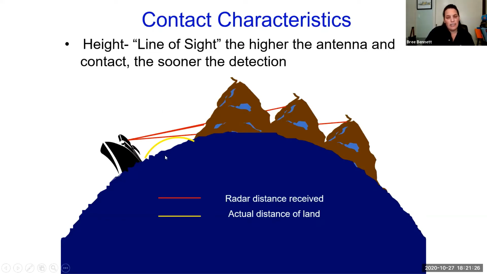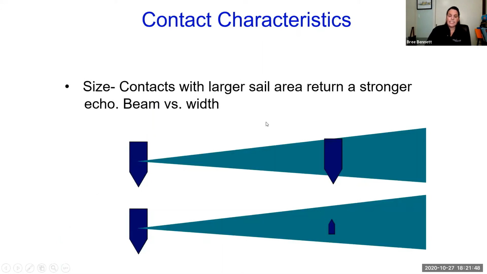This is again, the higher you are, the higher the object is, the more likely you'll be able to see it on radar. So even if your radar is set to 24, 36 miles, you might not be able to see that far with the curvature of the Earth. This is our size. So again, with a larger contact, you're going to get a stronger echo, a stronger return. With a smaller contact, it's going to be a lot weaker. I'm not saying it'll be impossible to see, but it will be a lot weaker.